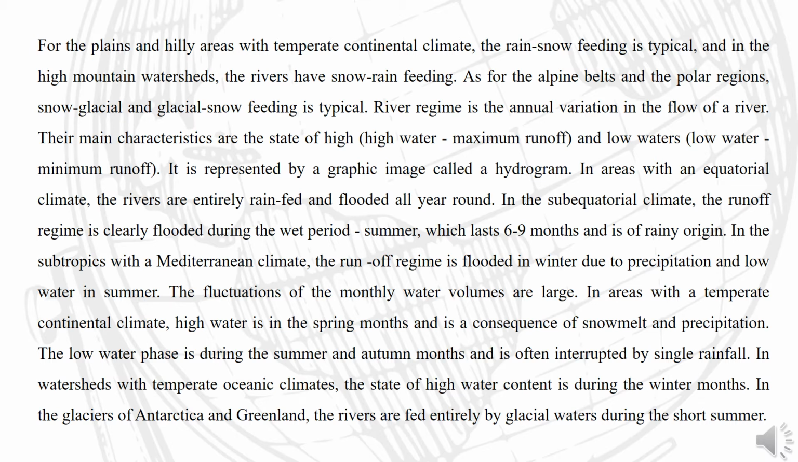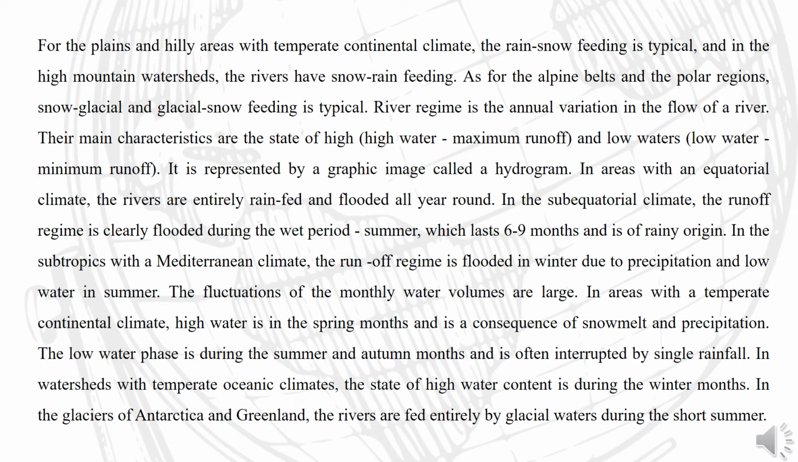River regime is the annual variation in the flow of a river. Their main characteristics are the state of high water, maximum runoff, and low water, minimum runoff. It is represented by a graphic image called a hydrogram. In areas with an equatorial climate, the rivers are entirely rain-fed and flooded all year round. In the subequatorial climate, the runoff regime is clearly flooded during the wet period, summer, which lasts 6 to 9 months and is of rainy origin.